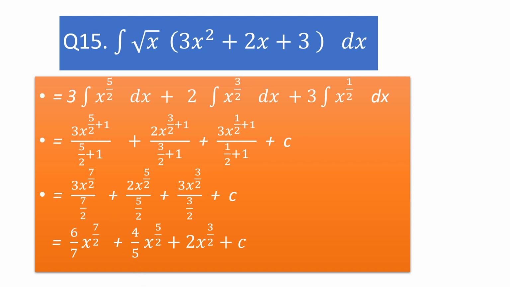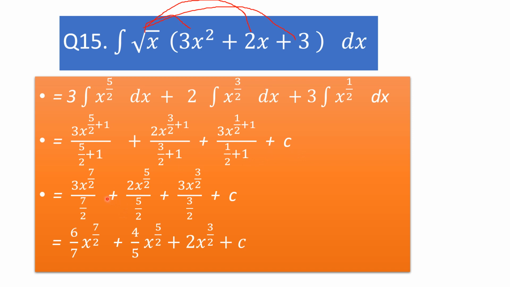What I am trying to say is this: the square root of x will get multiplied by this term. Secondly, it will get multiplied by this term, and of course it will get multiplied by this term. So now you have 3, and the integration of x power 2 will be 3 as it is into x power 5 upon 2 plus 1 whole upon 5 upon 2 plus 1, plus this 2 will come as it is x power 3 upon 2 plus 1 upon 3 upon 2 plus 1, plus 3 as it is, here x power 1 upon 2 plus 1 whole upon 1 upon 2 plus 1, plus c.